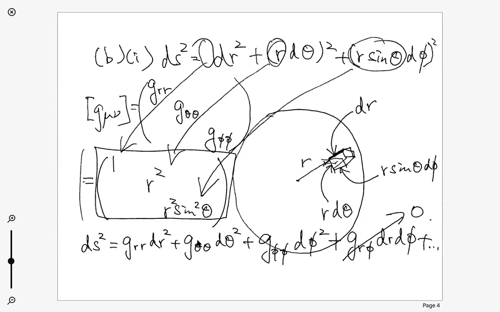So this is the correct answer for the metric. What about the inverse metric? The question doesn't only ask about the metric, what about the inverse metric as well? It should be something that can be written like this. What is the inverse metric?